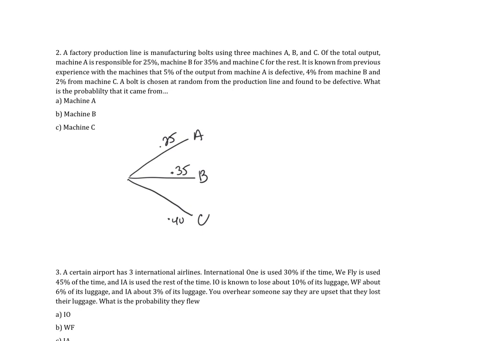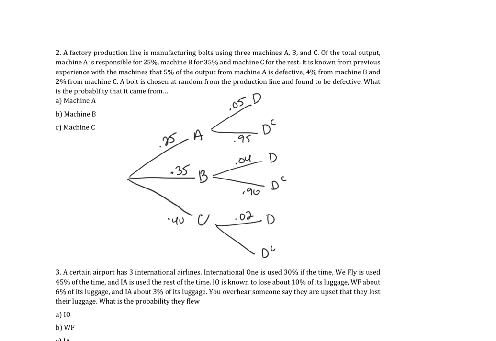It says it's known from previous experience that 5% of the outputs for machine A are defective. So right here, we've got defective is 0.05 and not defective is 0.95. Machine B, 4% are defective, so 96% are not defective. And down here for machine C, 2% are defective, and so 98% are not defective.